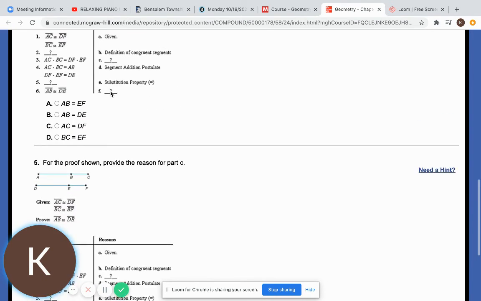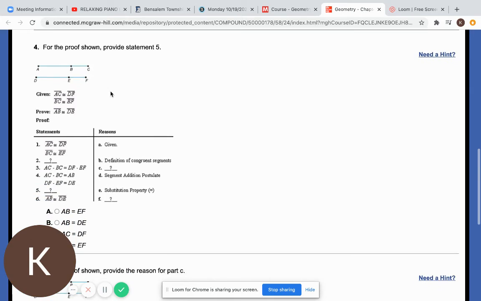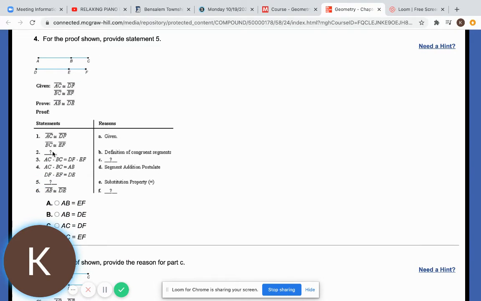All right, so we know number 5 already. Let's go back up to number 4 here, okay? And let's look at number 5. So we know that this one is AC equals DF and BC equals EF. We know that this one is a subtraction property. We know that this one is a segment addition postulate. And we know that because what happens here is we say we have the segment AC plus BC, okay? And we know that AC plus BC is going to equal AB, right?